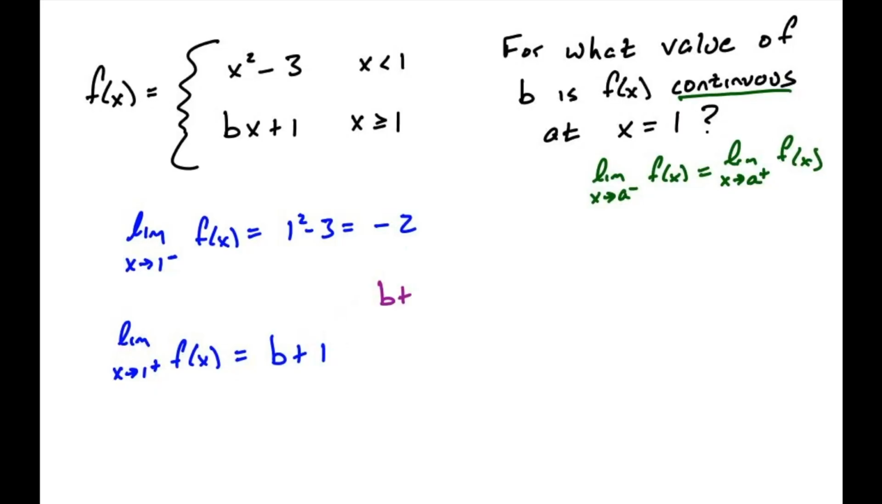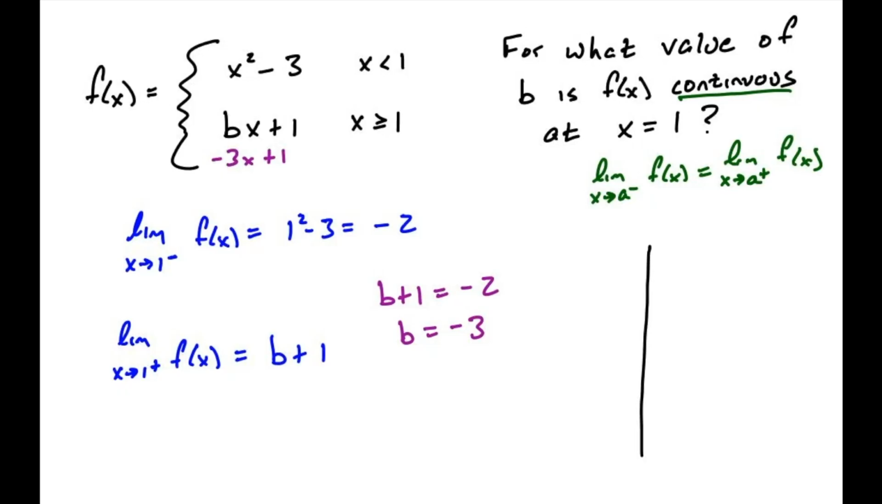Then we just make a little equation. b plus 1 has to equal negative 2, and we can solve for the appropriate b value that would make the left and right sides of my function meet. So b has to equal negative 3. The bottom part of our function could be written as negative 3x plus 1.